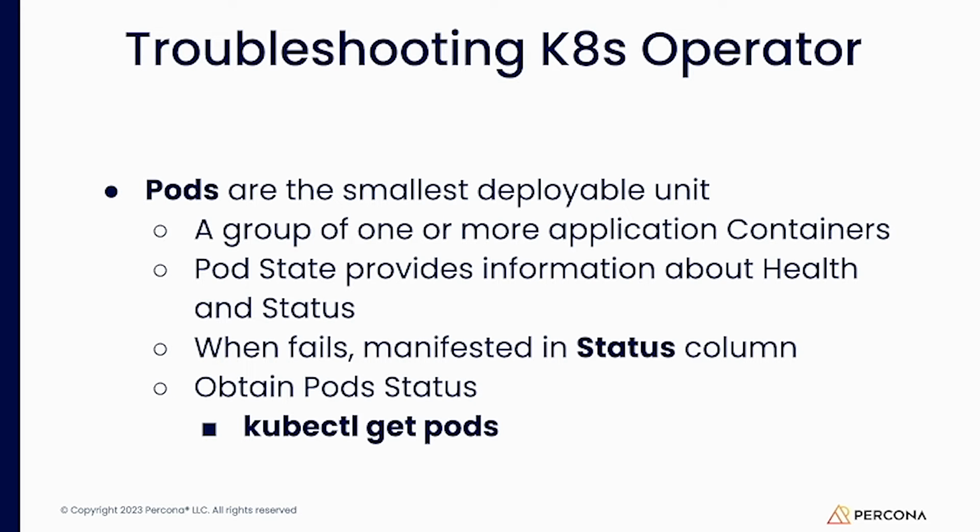So with my experience, I tend to detect these issues based on the pod status. Pods are the smallest unit in Kubernetes. It's a group of containers, can be one container or a group of containers. And when it fails, it's manifested in the status column. You can get the pod status with kubectl get pods.